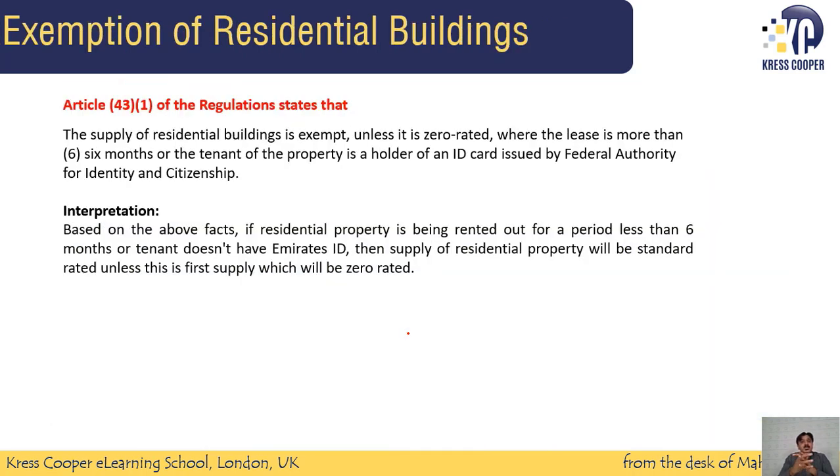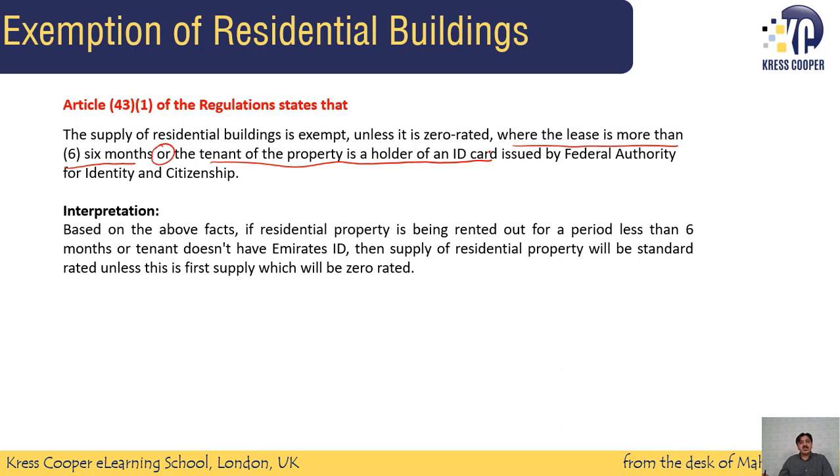Next, exemption of residential building. Article 43.1 of the regulation states the supply of a residential building is exempt unless it is zero rated, where the lease is more than 6 months. The supply of the residential building is exempt only where the lease is more than 6 months, or the tenant of the property is a holder of the Emirates ID. So in these two conditions, the supply of the residential property will be considered exempt or zero rated.